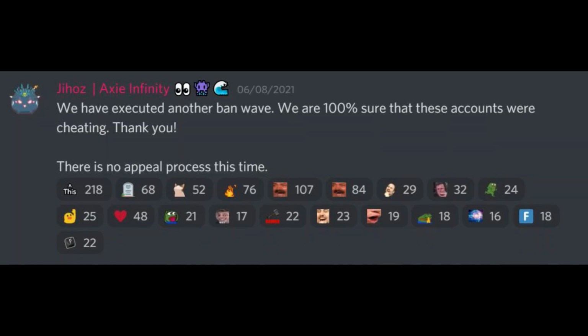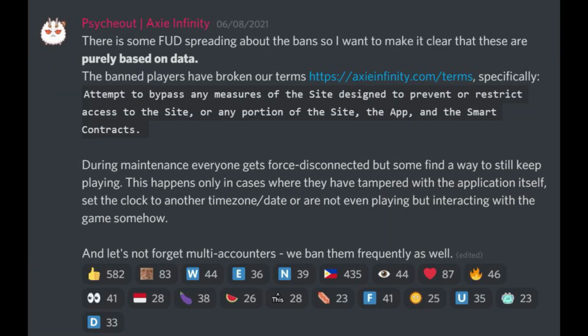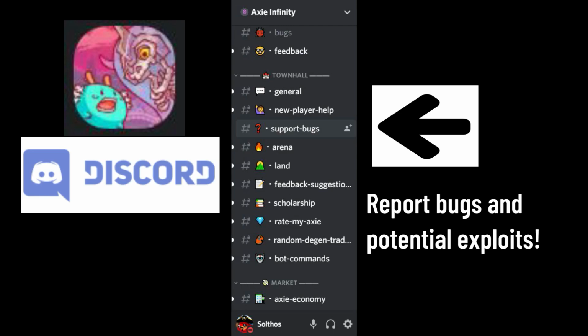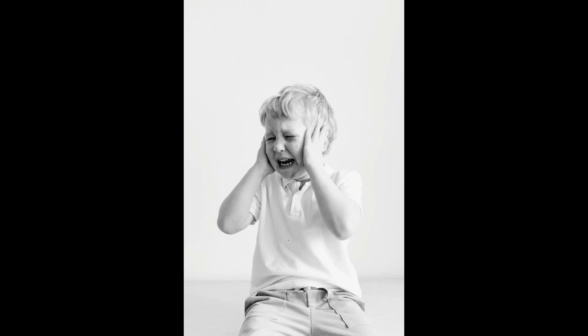So recently there was a case of a mass banning of accounts and Axies that involved changing the clock on your device so you can bypass the maintenance screen of the game during scheduled maintenance. While that sounds absurd, this is still considered an exploit. And like most games, if you find anything that could potentially be an exploit, you should report it to the Sky Mavis team directly. Don't go around abusing it and then complaining when your account gets banned.